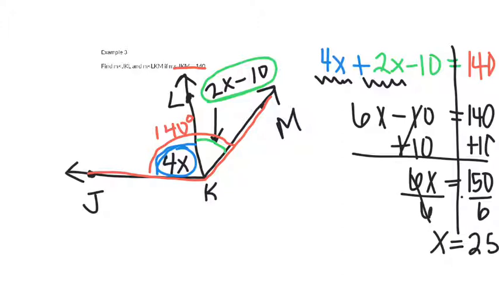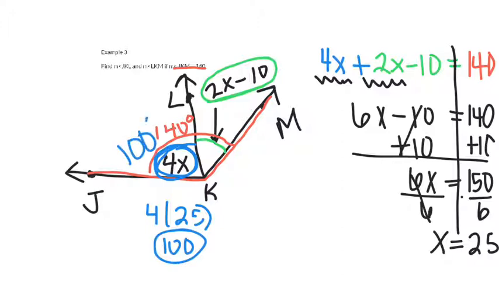Okay, 25 is not the answer. They didn't ask us for x. We just had to find x so we could plug it in over here and get 4x. Okay, so 4 times x, which is 25. 4 times 25 is 100. So this blue angle here, this half, this chunk is 100. I can then take 140 minus 100, and that means this chunk is 40.